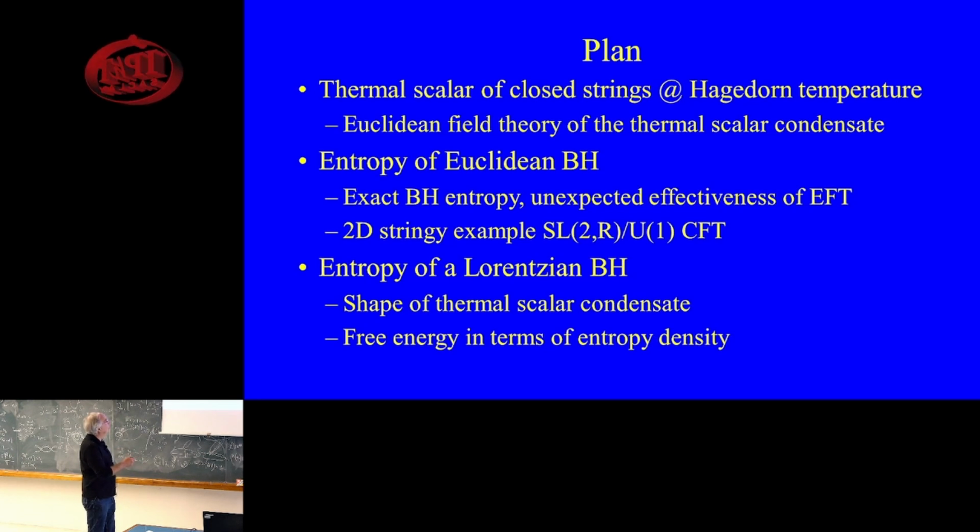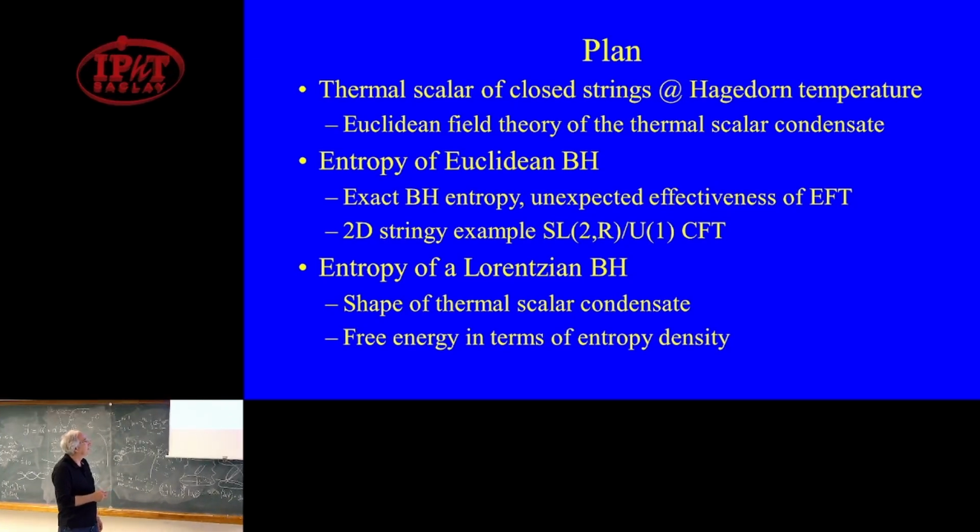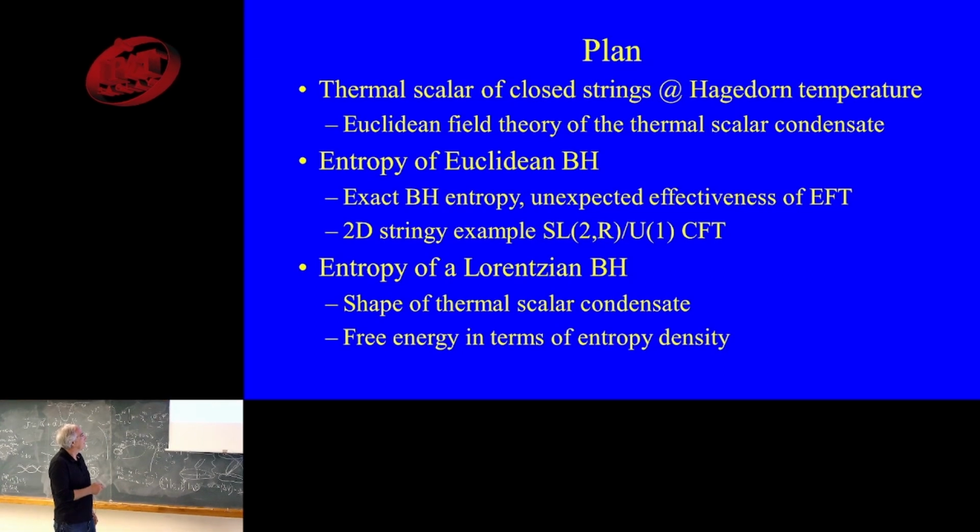So I will describe the effective field theory, compute first as a magic trick the entropy of the black hole, and then maybe a better explanation by using a two-dimensional, well-known CFT to show that this magic trick is probably correct. And then I will discuss the Lorentzian interpretation using interactions.